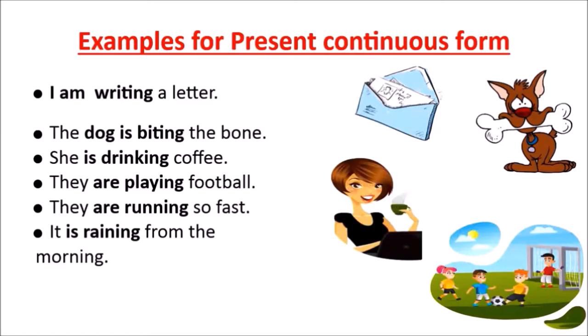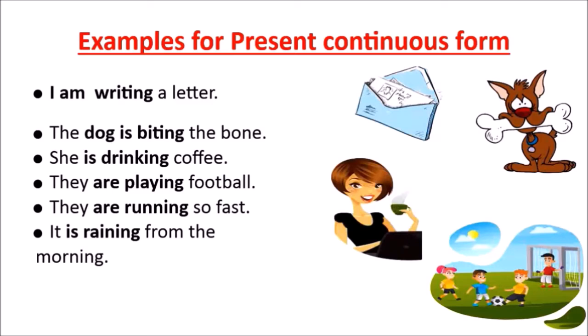Okay. Look at the next example. She is drinking coffee. So it may be happening in the present tense, but in a continuous manner or in a continuous form. That's why it is said as she is drinking coffee. So look at the next example. They are playing football. So what they are doing? They are playing football. Did they stop? No. They are continuously playing at present. That's why we are using present continuous tense.